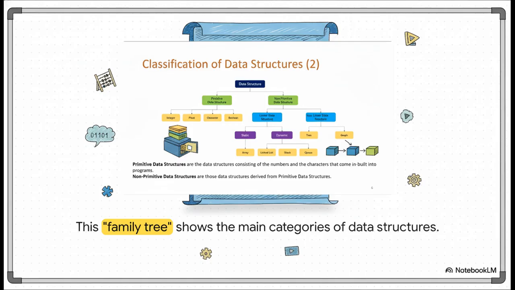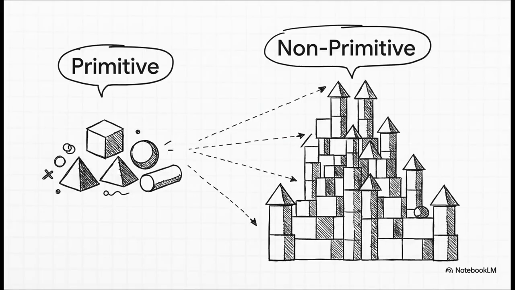You can see at the very top, everything splits into two main branches, primitive and non-primitive. Then that non-primitive branch splits again into linear and non-linear. This chart is our roadmap, and it shows us how all these different ways of organizing information are related to each other.